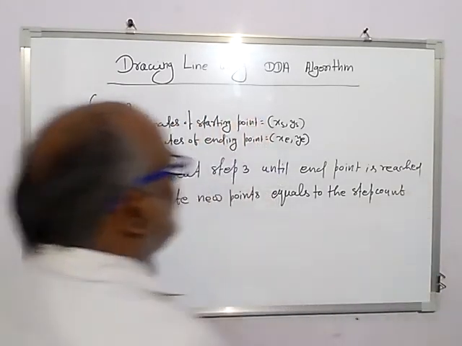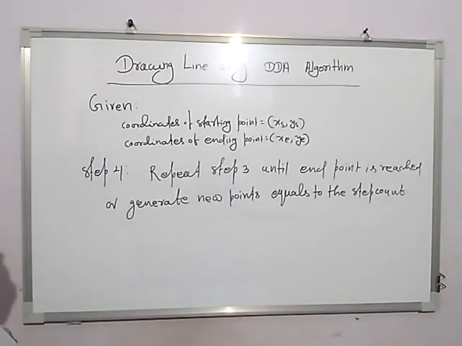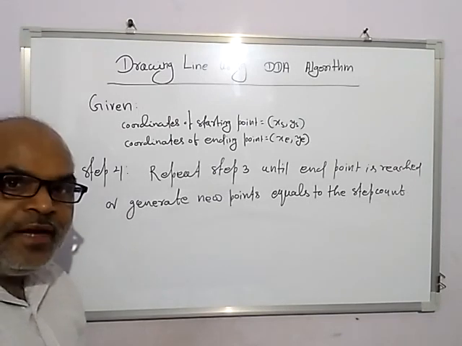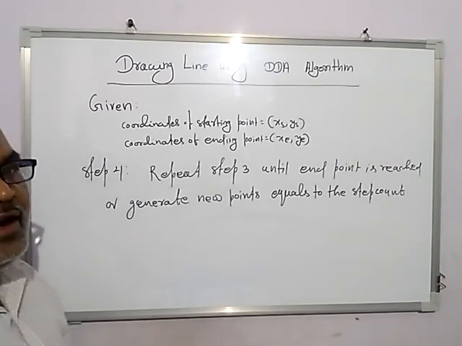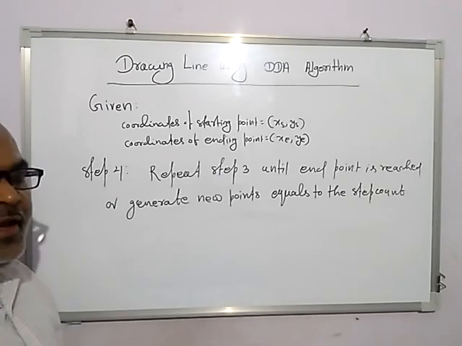So these are the steps to generate points if the starting point and ending point of a straight line are given, using the DDA algorithm.